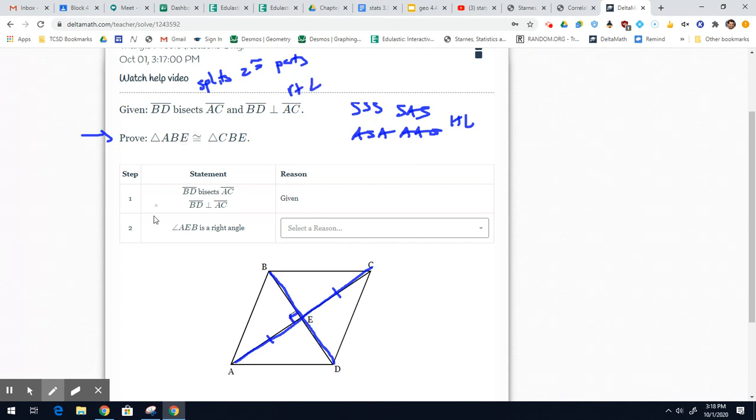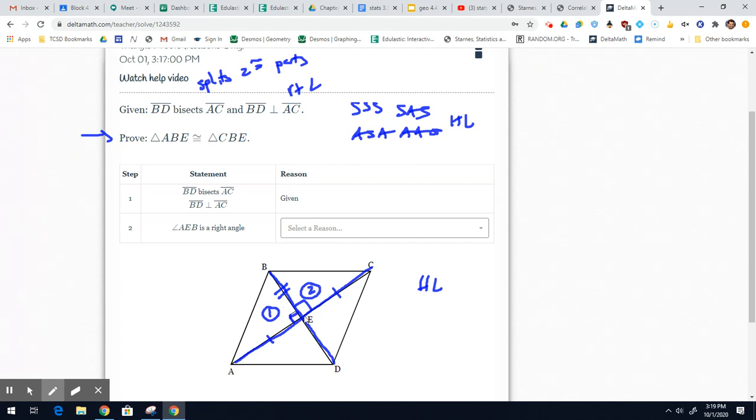And then we want to prove that these two triangles are congruent. Triangle ABE and triangle CBE. So they're right next to each other. So they're going to have a pair of congruent sides. They're both going to have right angles. And then they share side BE. Now the question is going to be, should we use HL because we have a right triangle? Or are we going to say those angles are congruent?